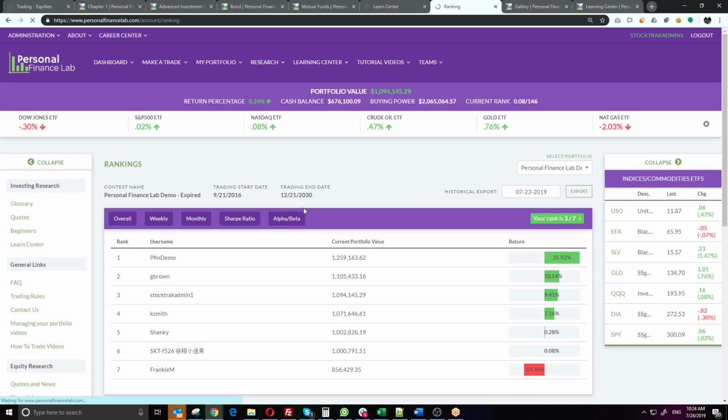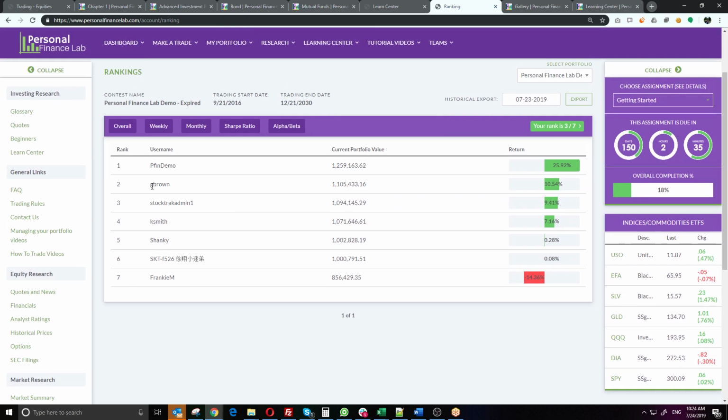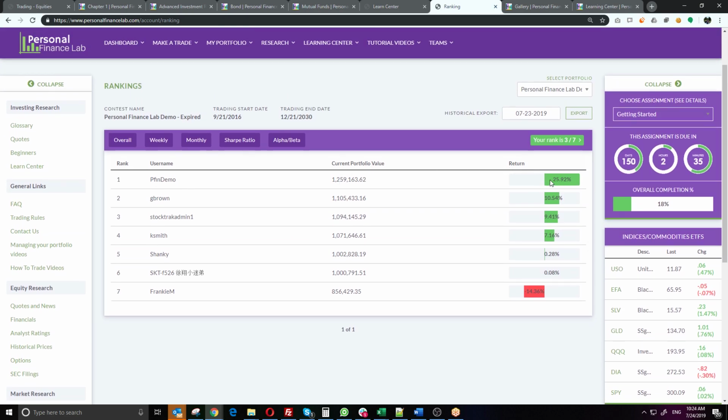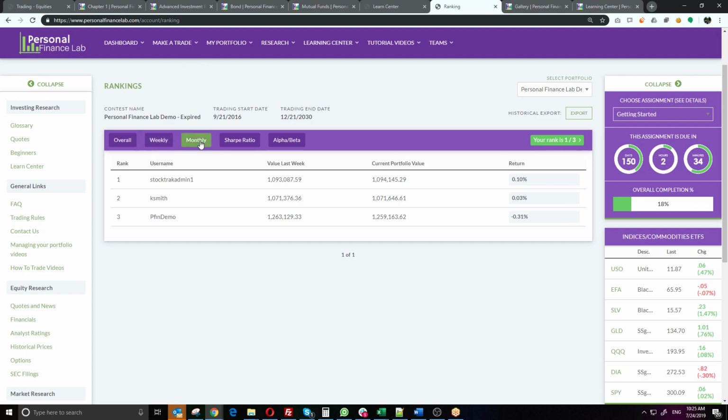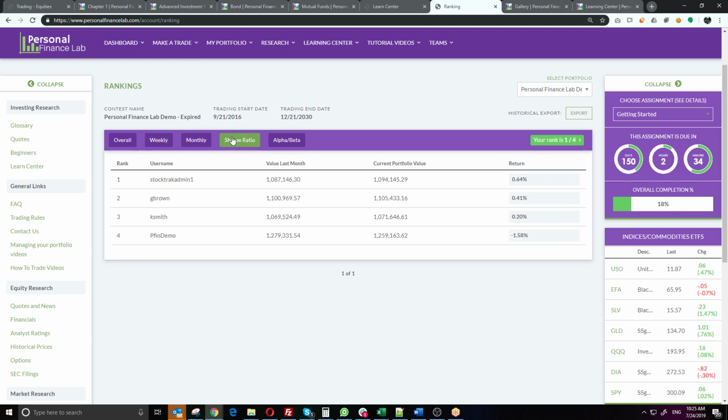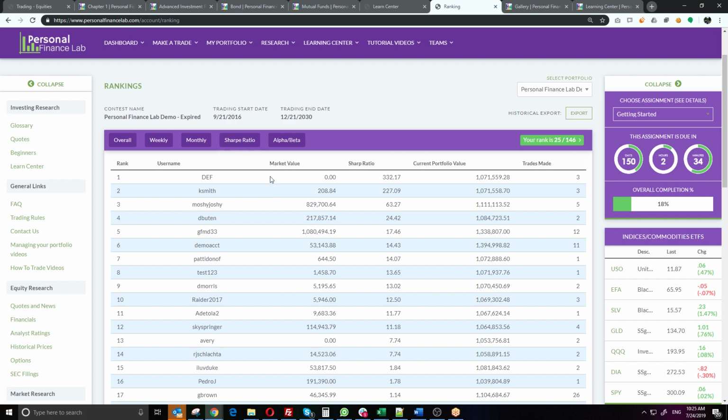The rankings page itself, it's got the student names, it has the portfolio value, it has the return with kind of a relative chart showing how they're doing compared to everybody else. They can see their returns overall. They can also see it weekly, monthly, and if we turn on those other ranking types, they can even see it by the Sharpe ratio or even the alpha beta.